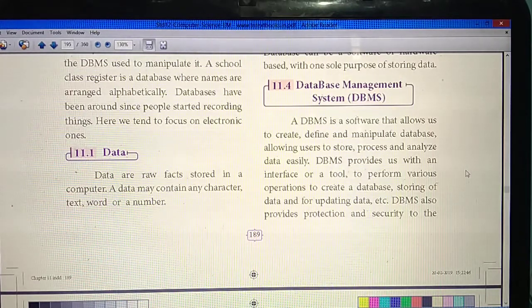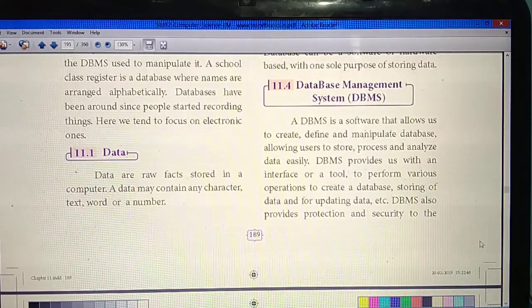Create means, in the same example, for a new student you can create a new detail. You can define; define means you are writing the details of the student. And manipulate; manipulate means you are keeping the details in this register. So all the details you can store. Where are you storing them in the system? In the database. Process means all the student details will be stored, and whenever you need, you can access the data easily. Understand?